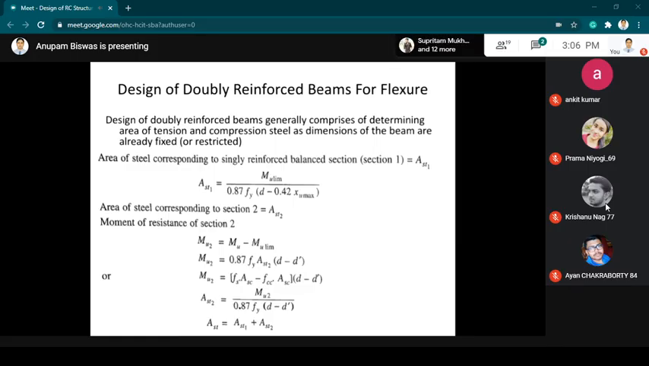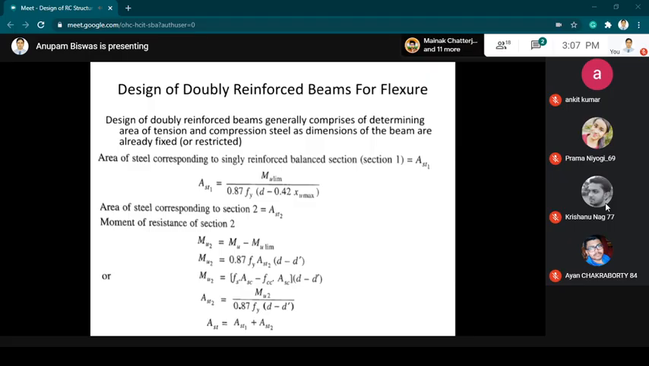Okay, so from the previous drawing of the section that I've shown for AST1, we can get the value for the singly reinforced balanced section beam. The value of AST1 could be found in terms of Mu limit divided by 0.87 fy into d minus 0.42 xu max. Okay, it is the same as for a singly reinforced beam. So actually we will be dividing the reinforcement, taking it out in terms of singly reinforced beam and doubly reinforced beam. Okay, means AST1 and AST2.